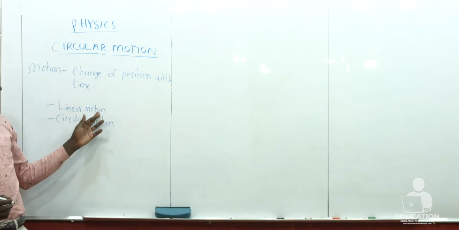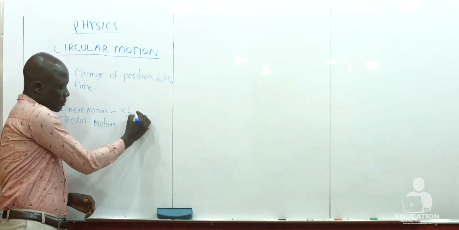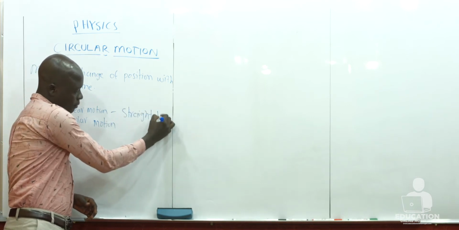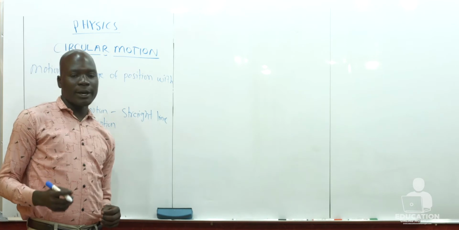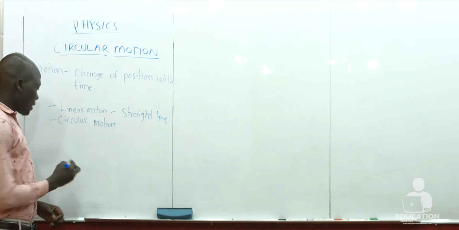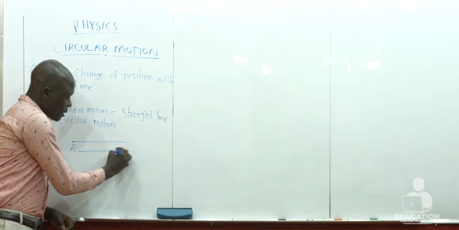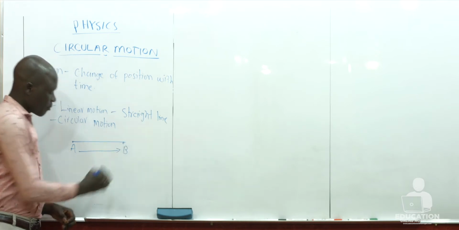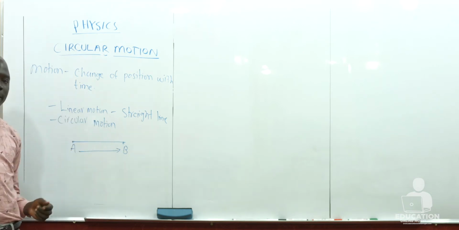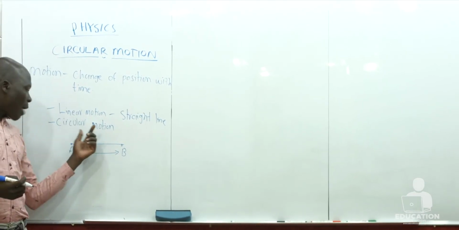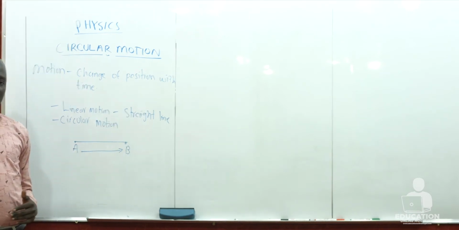Now, what do we understand by the term linear motion? Linear motion refers to the motion of a body in a straight line, that is when a body moves from one point to another along a straight line. For example, if a body moves from point A to another point B, this motion is in a straight line. That's why we call it linear motion. The word linear comes from an English word line. Then our main concern for today is not going to be on the linear motion. We shall be learning about the circular motion.